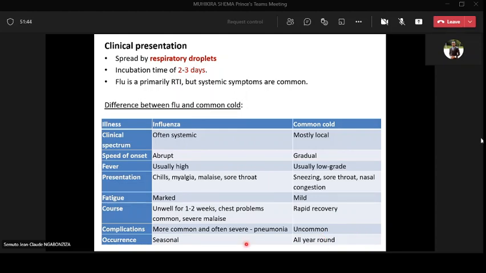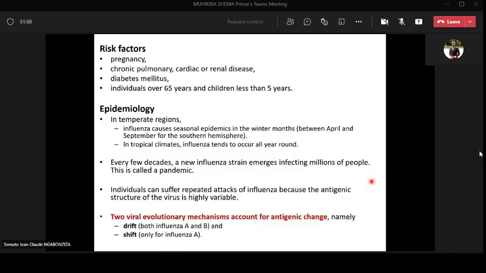And influenza is more seasonal, while common cold is throughout the year. And the risk of more severe influenza symptoms are more with pregnancy, chronic pulmonary, cardiac or renal disease, cyangwa abantu bakuze cyangwa abana cyane. It is more common in temperate regions, in European countries, iragira cyane. And it's between April and September for the southern hemisphere.